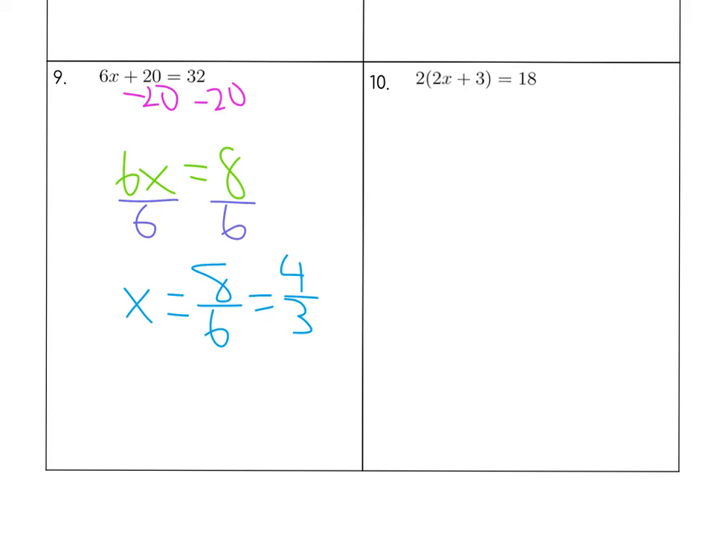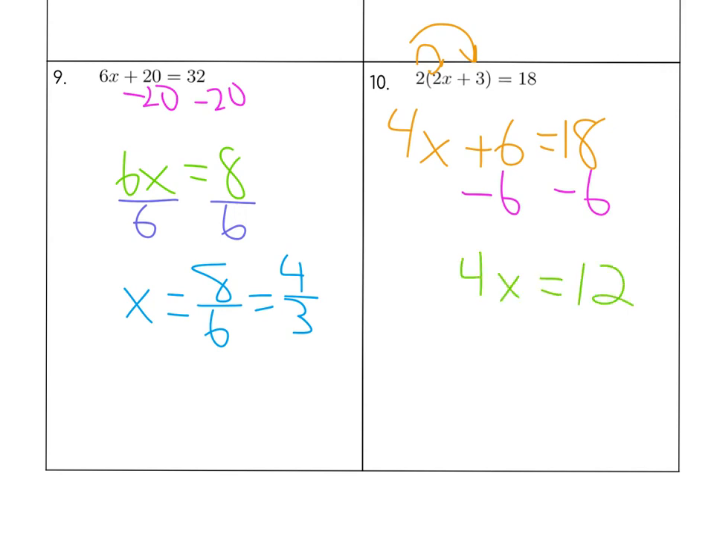For this next one, there's a couple ways to do this one. I'm going to do it one way. I think it's going to be the way most of you are doing it. You're going to distribute that. So that's going to be 4x plus 2 times 3, which is 6, is 18. Now I have a plus 6, so I better subtract 6. And then 4x equals 12. That's 4x. The operation between the 4 and the x is multiplication, so we better divide. So x is 3. And that's it.